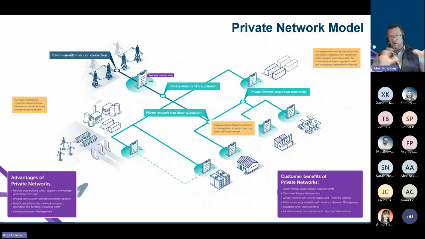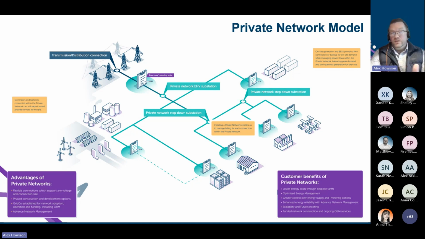We will come to the point around charging and how the boundary point is managed as we go on. But again, I think the key thing is that this model and the following model are both indicative models. The idea with private networks and microgrid solutions is that they are designed for what your project needs, so they can be designed bespoke for an individual development project or a portfolio of projects to give you the confidence that your network is being constructed in the way that you need it to.